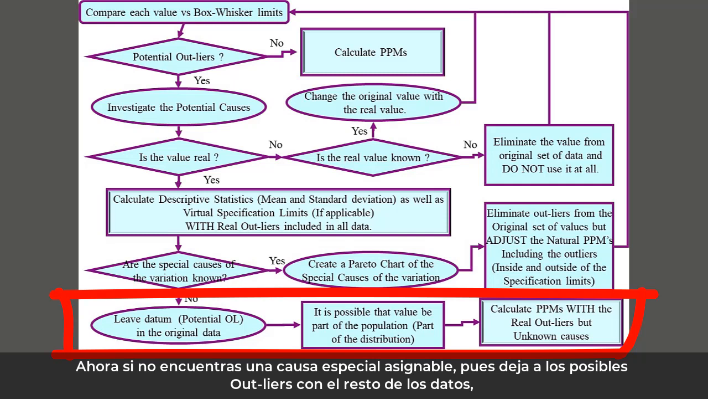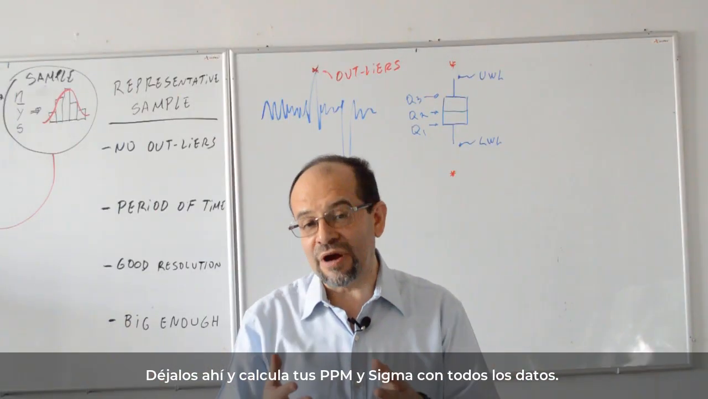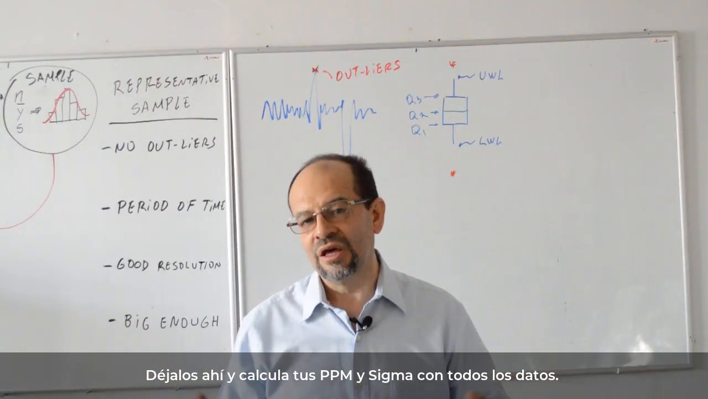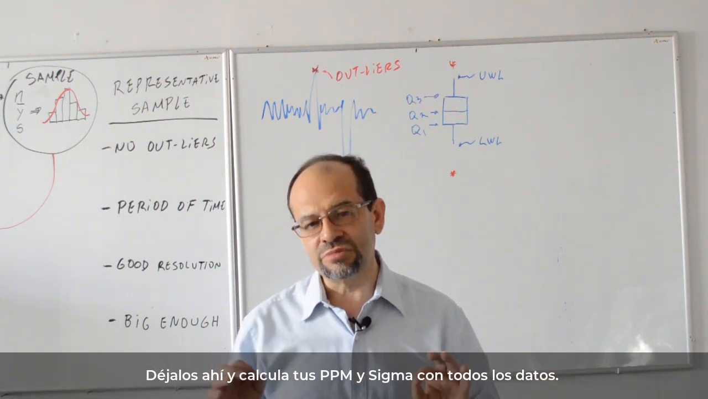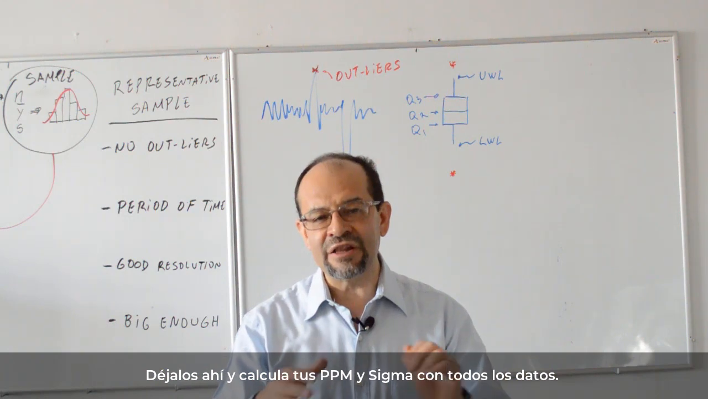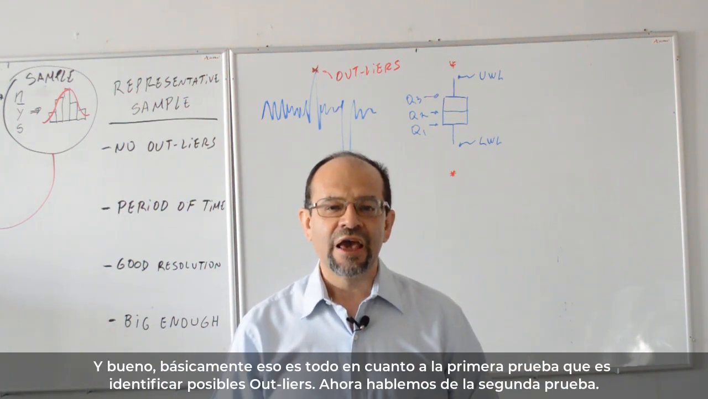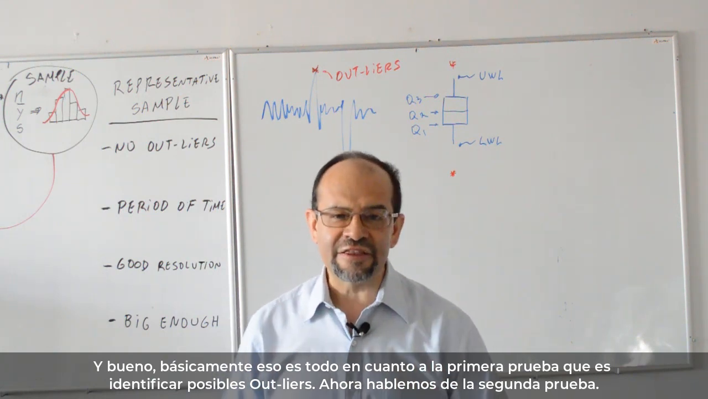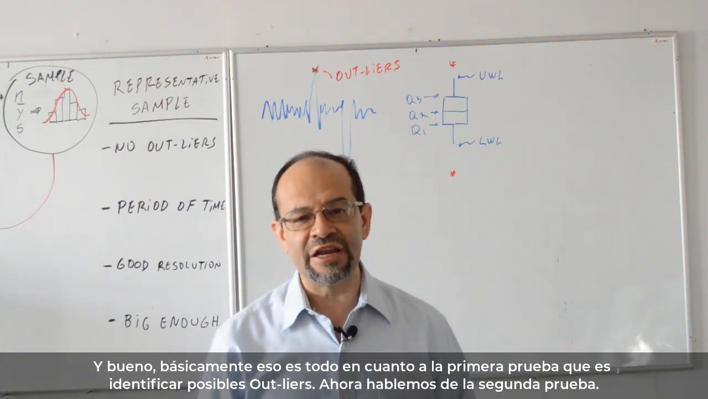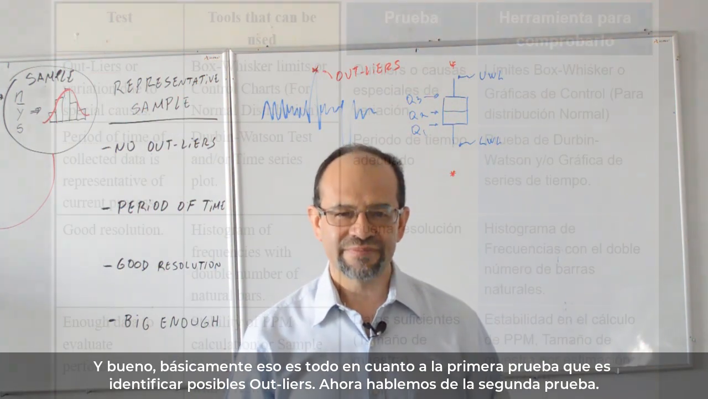Now, if you don't find a special cause, then leave it there. Maybe it's because the distribution is not normal, or maybe it's part of the normal distribution, but still some potential values can happen. Leave them there and calculate your PPM and your sigma with the value in there. Well, basically that's it in terms of the first test, which is checking outliers. Now let's talk about the second test.